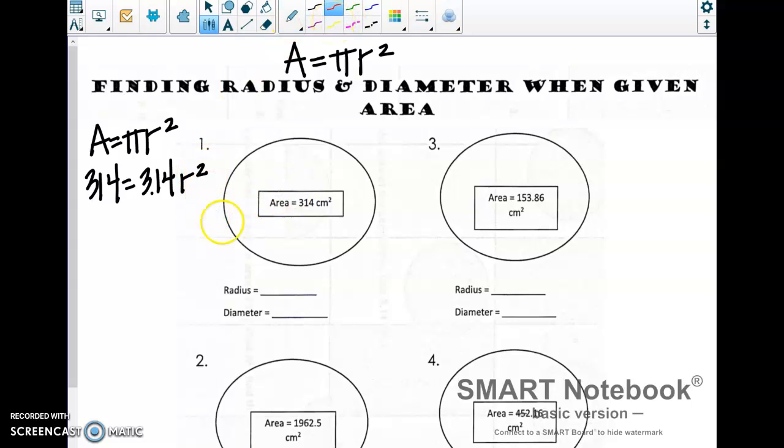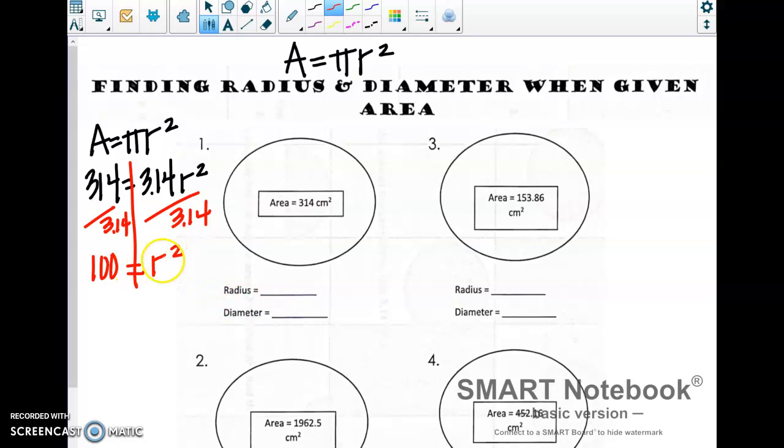Now we're going to use our awesome algebra solving skills. We are trying to get radius by itself. Currently, radius squared is being multiplied by pi, so to get rid of it, we do the opposite. We're going to divide by pi. Whatever you do to one side, you have to do to the other. So I take 314 and divide by pi, which leaves me with 100. So 100 equals, and the thing I'm left with on this side of the equation is r squared.